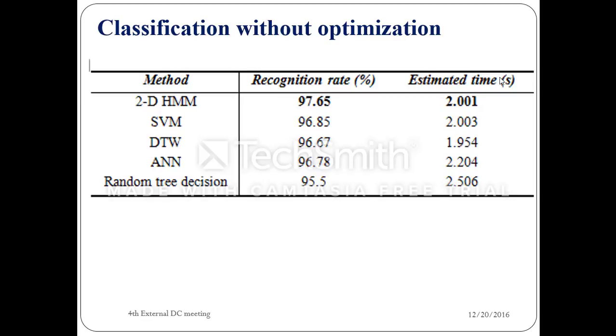So our next part is the classification which optimizes the images, the sequential minimal optimization system. The primary objective of the technique is to reduce the unwanted transition paths between the states and avoid all the self-looping of the same states. So it goes through the method for the 2D HMM. The recognition rate is 97.65 and the estimation rate is 2.001, compared with SVM, DTW, and ANN random tree decisions.